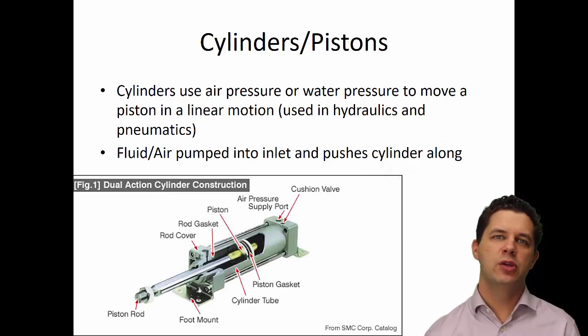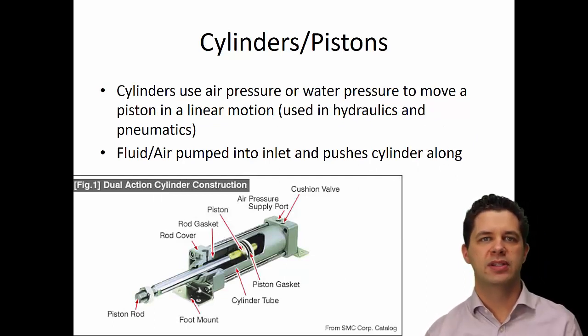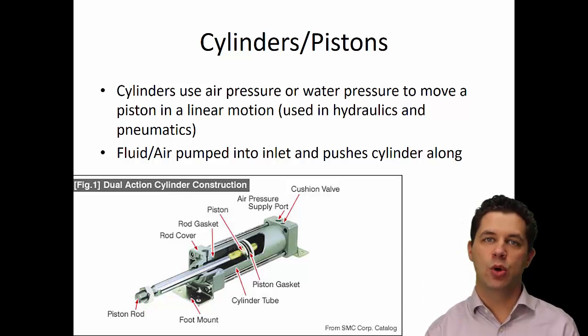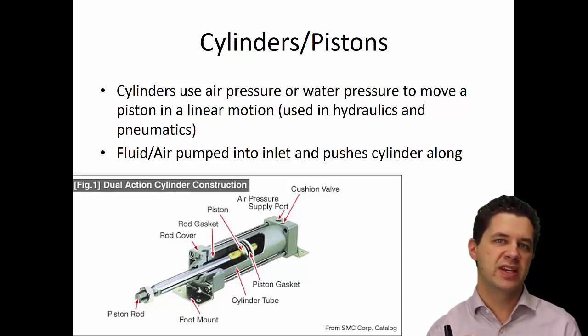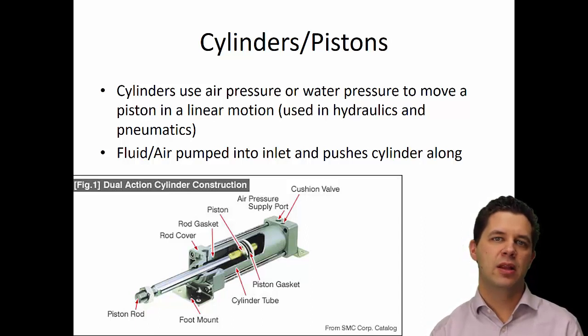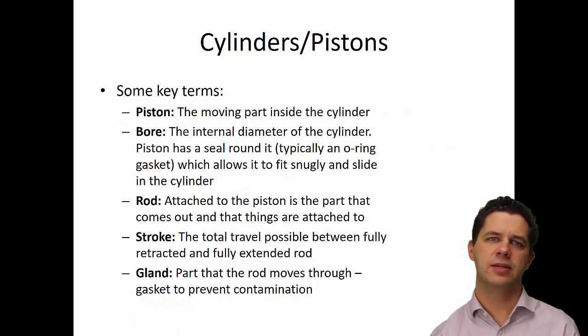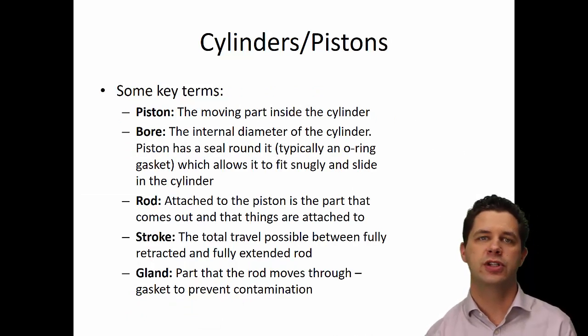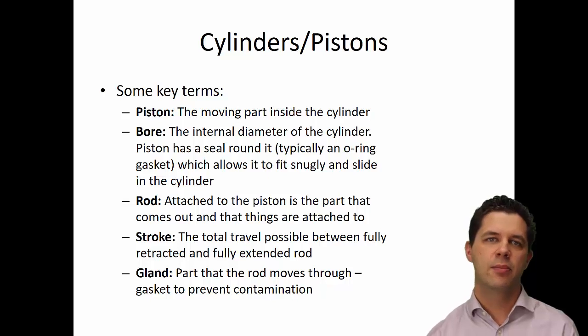We've already seen it, but we're generally using cylinders and pistons in these sort of environments. Cylinders use air pressure or some sort of liquid to move the piston in a linear motion, used in hydraulics and pneumatics depending on which one we're working with. We pump this fluid or gas into an inlet, and that pushes the cylinder along. Now there's a whole lot of key terms related to pistons and hydraulics that are useful for us to know. Firstly, we have the piston, which is the moving part moving inside our cylinder back and forth. And we also have the bore. The bore refers to the internal diameter of the cylinder.